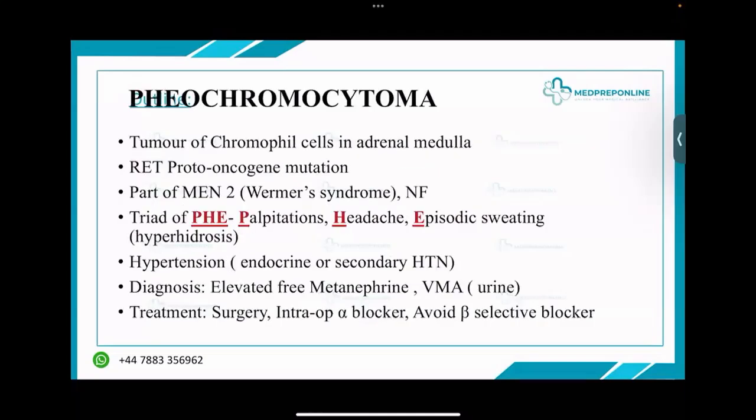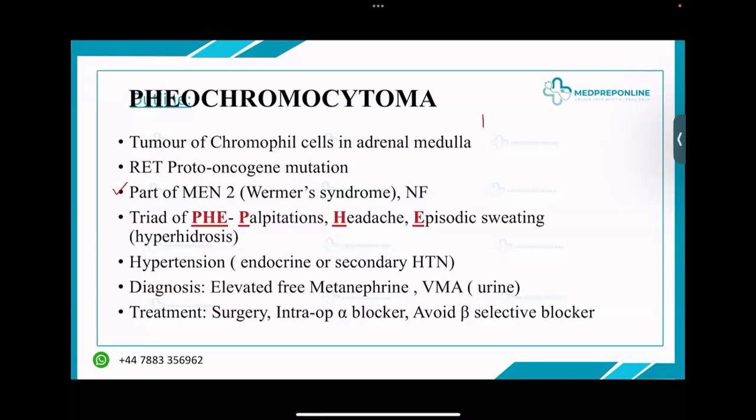Now, pheochromocytoma. So now we've covered all the disorders which arise out of the adrenal cortex. Now, because of catecholamine problems, whatever other conditions, we'll be covering them now. So mainly the most important one you have to remember is pheochromocytoma. It's basically a tumor of chromaffin cells in the adrenal medulla. It has RET proto-oncogene mutation. And it's important to remember that it is a part of multiple endocrine neoplasia type 2, which is also called Wermer syndrome. It's also associated with neurofibromatosis, especially type 1.